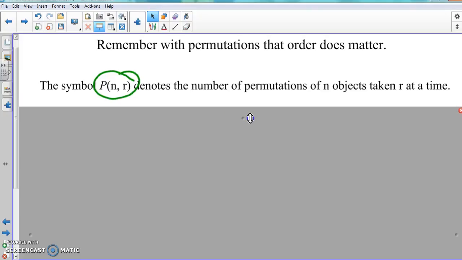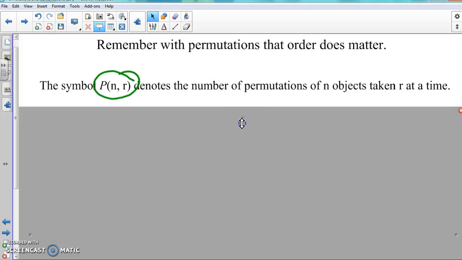So here is the time, because I know some people are like, okay, Mr. Hall, you gave us the ones that have the same numbers, but what happens if they're not the same numbers? What happens if they're different? What do we do there? I'm glad you asked, because that's what we're doing right now. If you look, the symbol P(n, r) denotes the number of permutations of n objects taken r at a time.